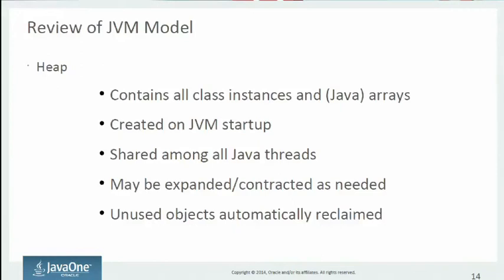Okay, and then just a very brief description of the heap. Everybody knows what the heap is. This is what the JVM says it's supposed to be. And you can tell by this description that, again, we have a great deal of latitude as to actually how we implement this. The heap is just where all the objects are kept, all the class instances and Java arrays. It's created as the JVM starts up. It's shared among Java threads, maybe expanded or contracted as needed. And then finally, and this is where the greatest latitude is given, somehow and at some point in time, unused objects need to be tracked down and reclaimed.